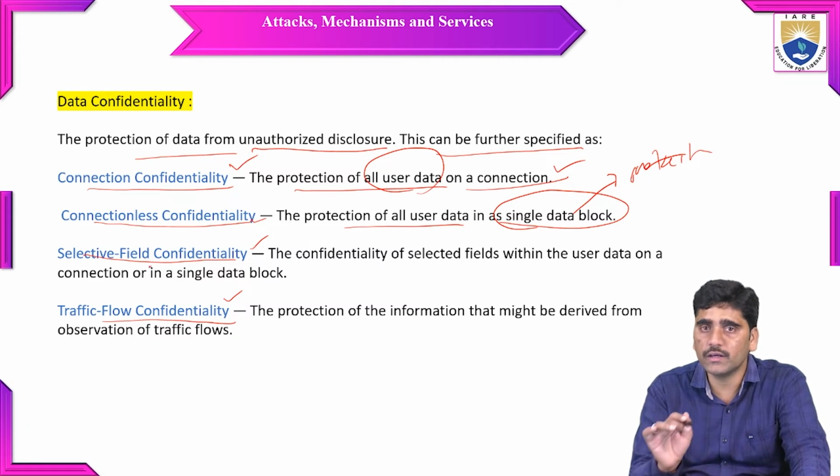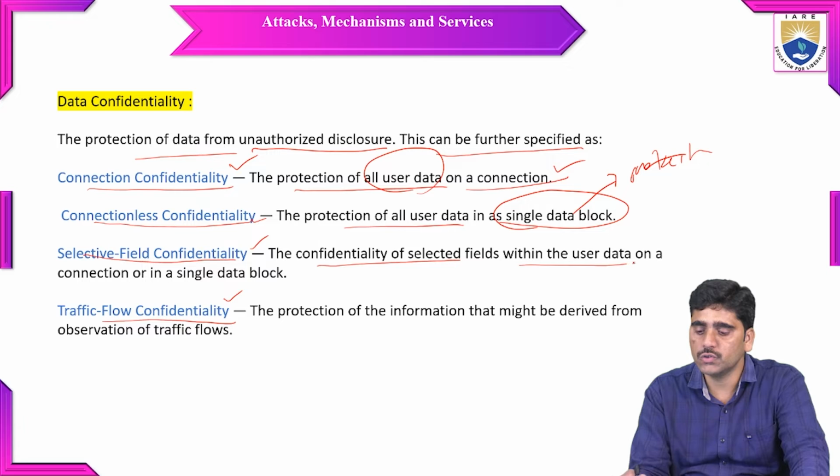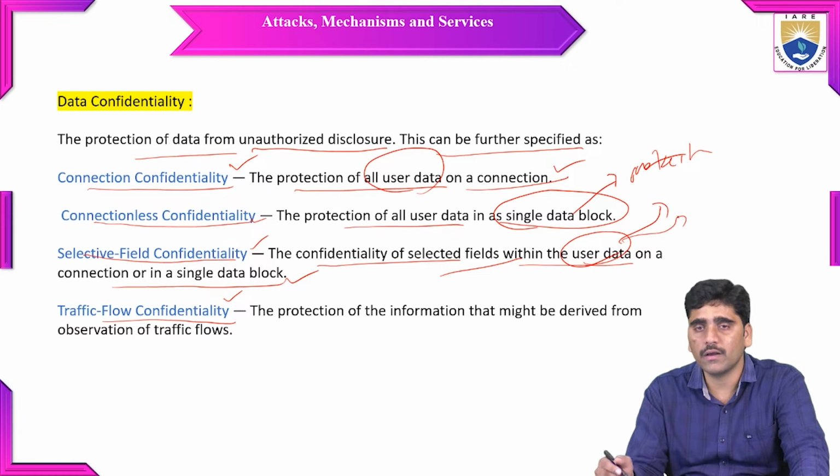Next is selective field confidentiality. The confidentiality of selected fields within the user data on a connection or single data block. Here we are not protecting the user, but we are protecting the user data. You can take user data as name, password, or phone number, everything. That selective field you are not going to disclose to others. Within the user data, we are going to protect it and maintain that confidentiality.